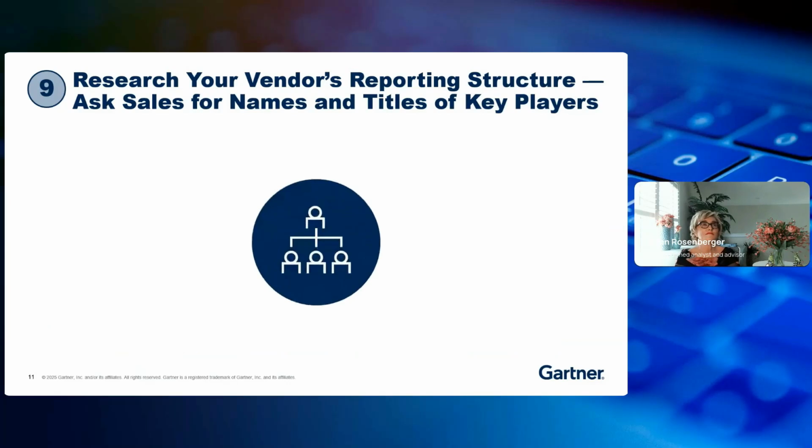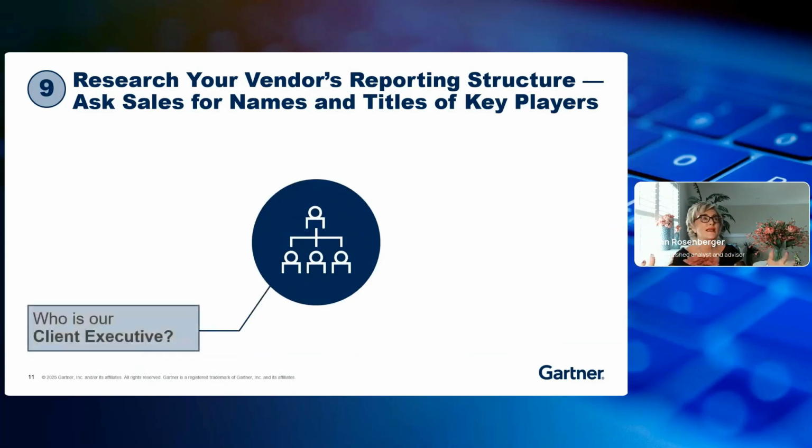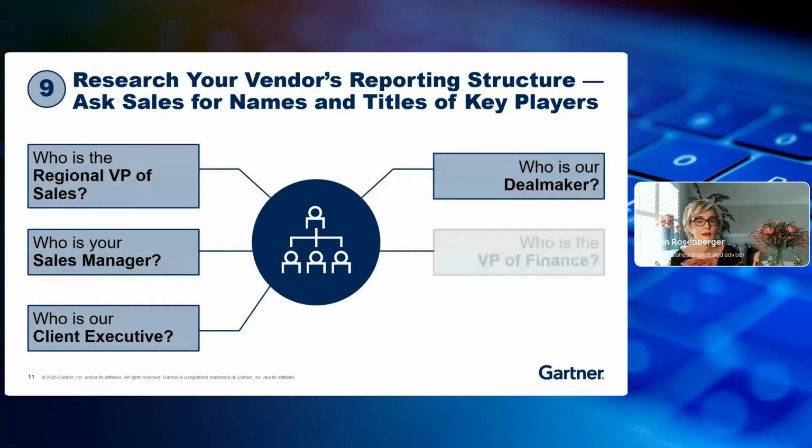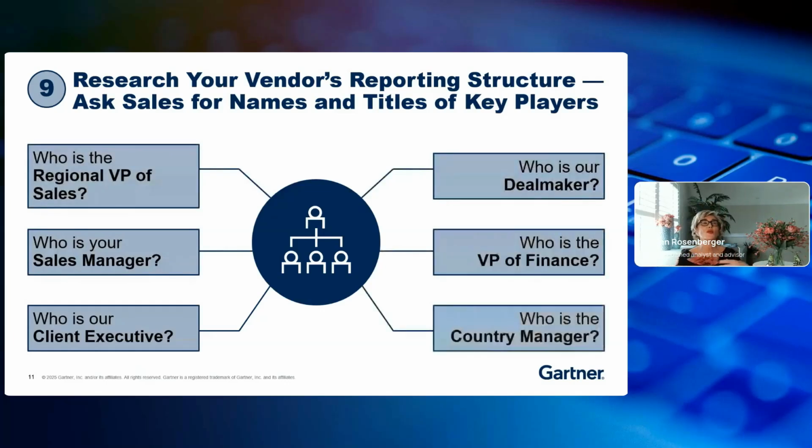Now, I mentioned you can find in vendor websites when there are executive leadership changes quite regularly, but you won't see the reporting structure for your region, for your organization. So I always say, get in the habit of asking your sales team, find out, hey, who is our client executive, we want to make sure we know who that is, or our managing director. Who is your sales manager?